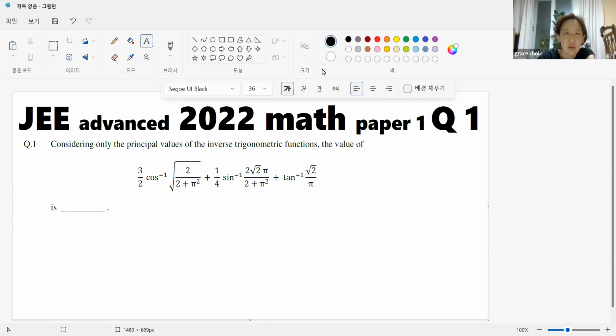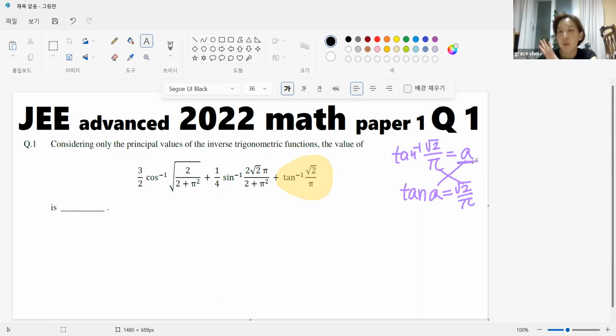Okay. So my first step is to choose the simplest one. This. That is the simplest one. And then how about this? How about tangent inverse of square root 2 over pi can be A? Then, the original tangent function, you can say, switch x and y. Tangent A is equal to square root 2 over pi. And then think about the range.